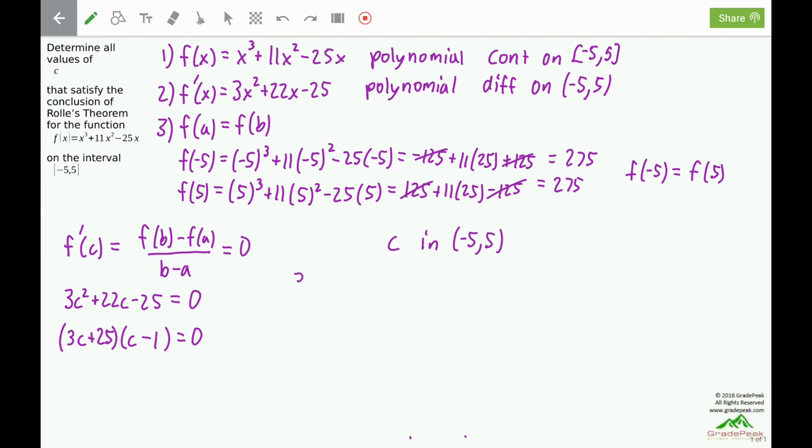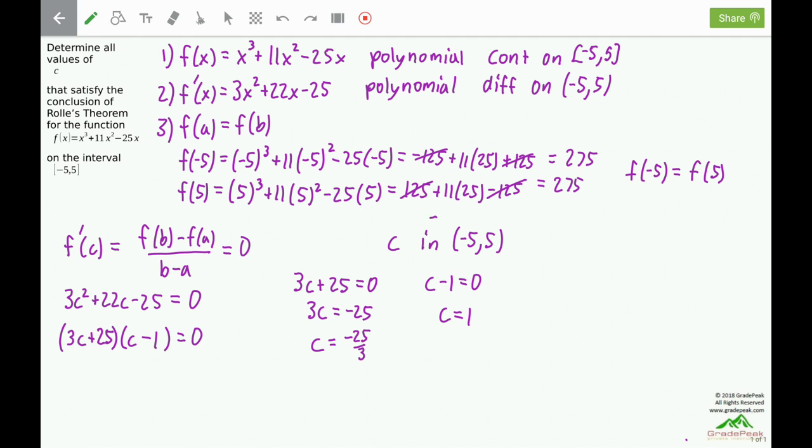Now that it's factored, each of those factors can equal 0. So 3c plus 25 equals 0, or c minus 1 equals 0. The first one, if we subtract 25 from both sides, 3c will equal negative 25, and then divide both sides by 3. c will equal negative 25 divided by 3. The second one, we add 1 to both sides, and c equals 1.